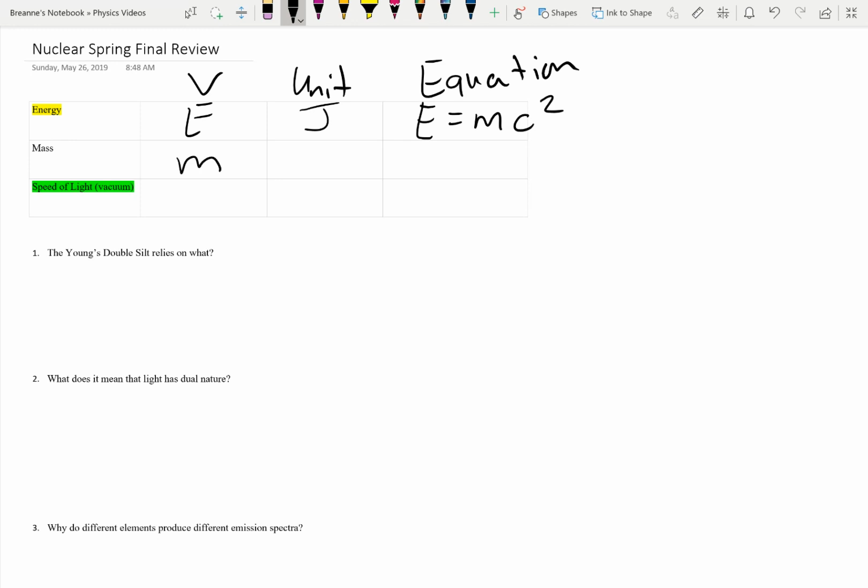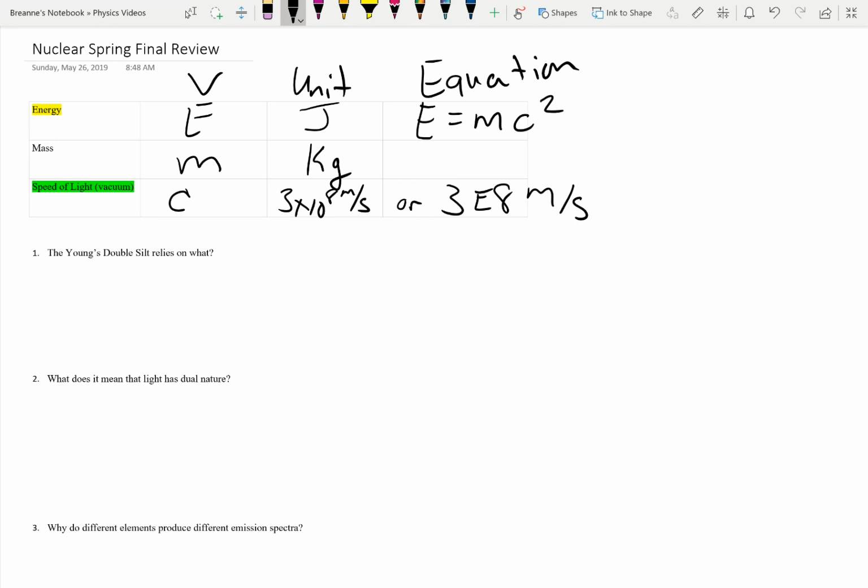Mass is represented with a letter M, and it needs to be in kilograms. Your speed of light is constant, so that is c. And your speed of light is 3 times 10 to the 8th meters per second, or 3e8 meters per second. I would know that. You need to know that. That will not be given. That speed of light is 3 times 10 to the 8th meters per second.